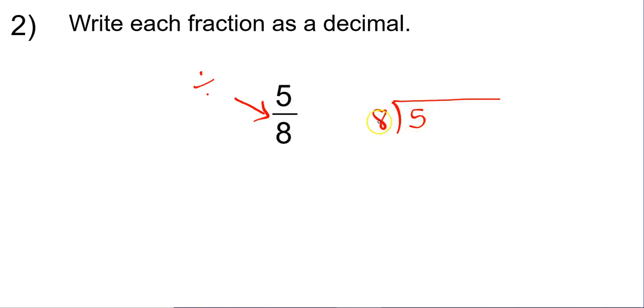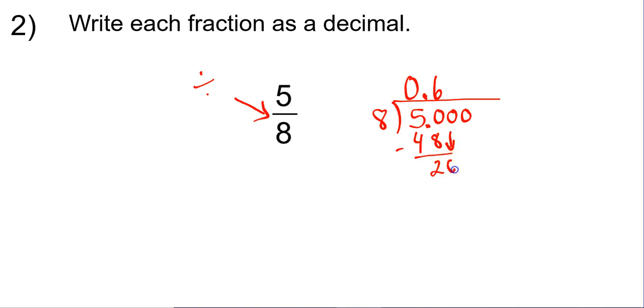Because 5 is smaller than 8, you have to annex and add zeros. I know I'm going to need 3 zeros. Most 8s will have 3 zeros unless it's an even number. Let's put a decimal in our answer, in our quotient. 8 goes into 5, let's put a placeholder right there. 8 goes into 50 6 times. 6 times 8 is 48. 50 minus 48 is a 2.